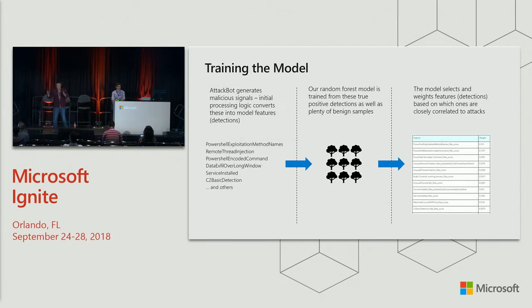So now that we've gone over both the data that we use to train the model and the model itself, now we can go over training. As I mentioned before, we have AttackBot constantly generating these malicious signals and labeled data. Here you can see a list of some of these signals that it generates: PowerShell exploit method names, remote thread injection, service installed, a C2 has been spun up.